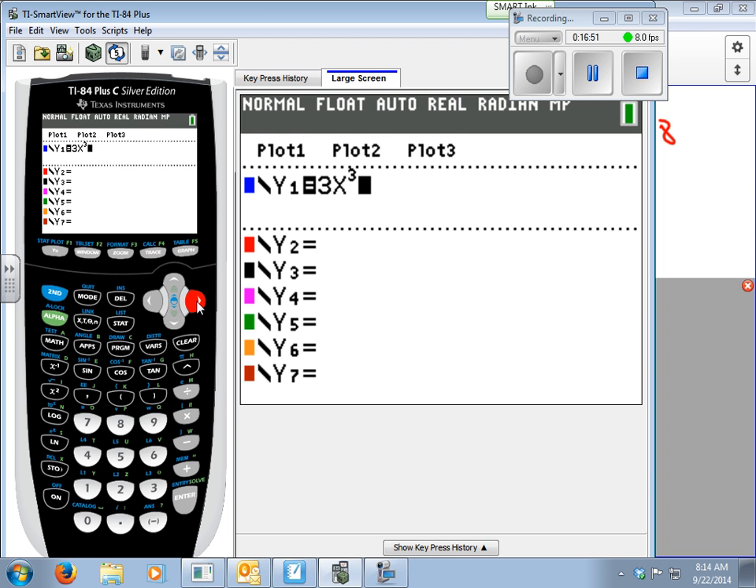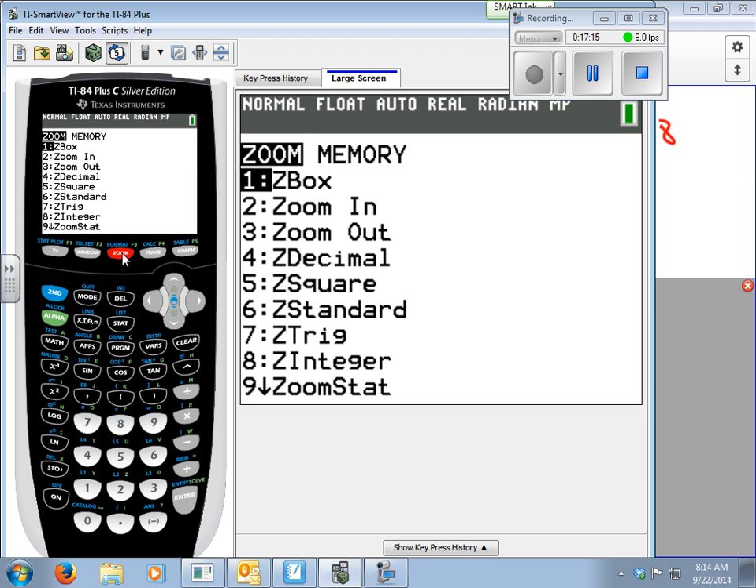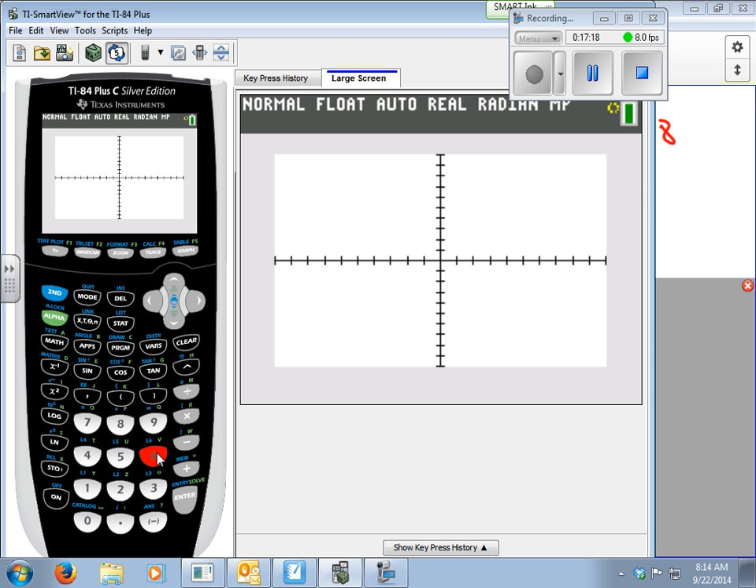3x to the third plus 12x squared plus 3x minus 18. Double check that you typed in the correct numbers on your calculator, because if you do type something incorrectly here, you're obviously not going to get the correct picture that you're looking for. Go to Zoom, 6, and here's what your graph is going to look like.